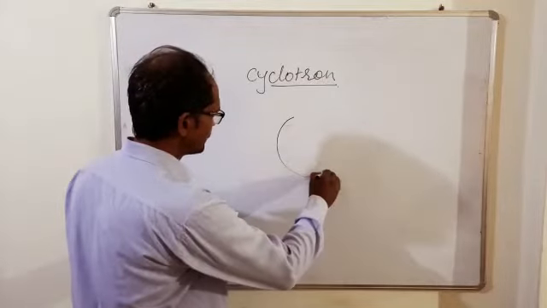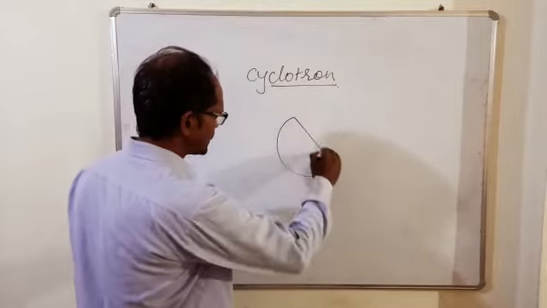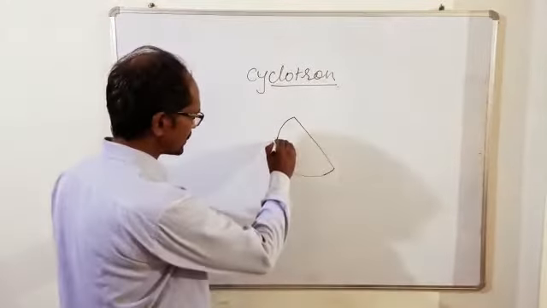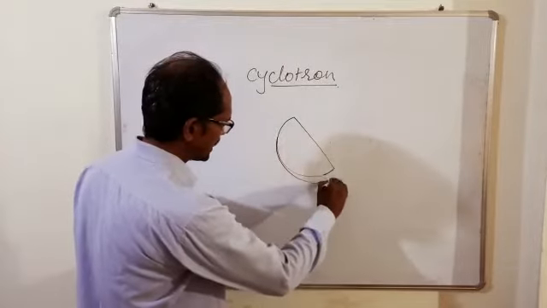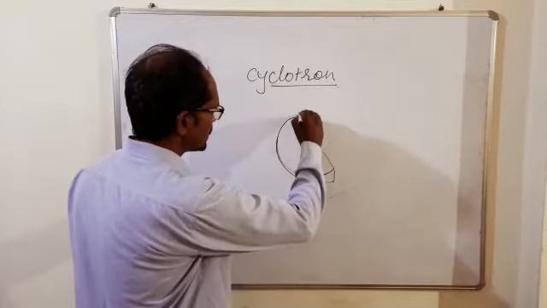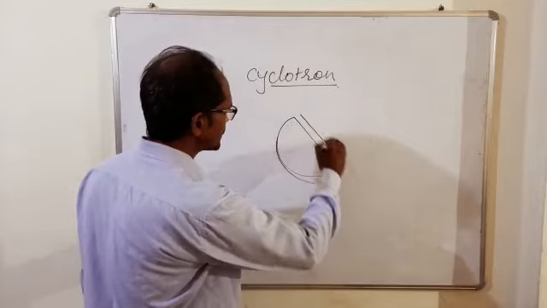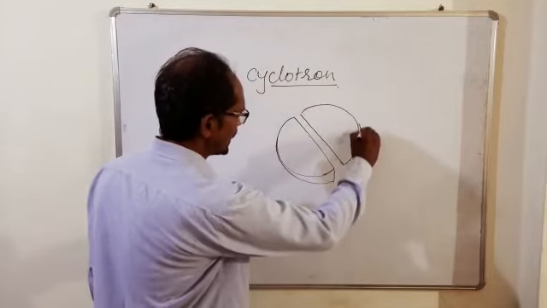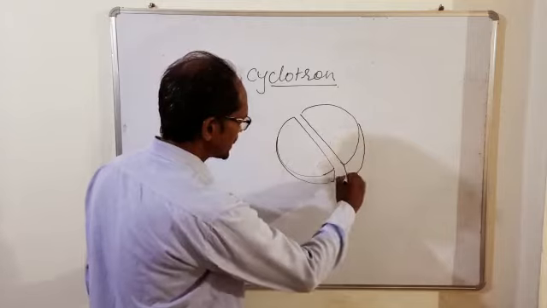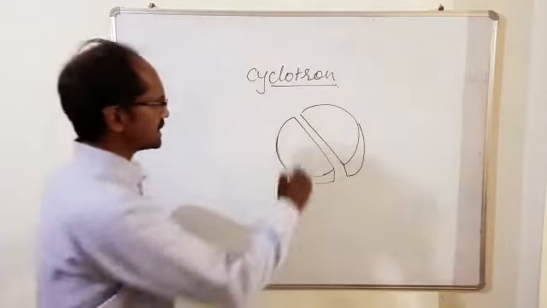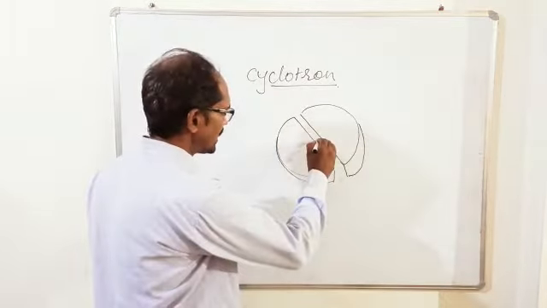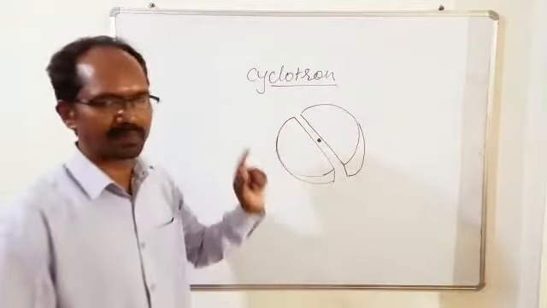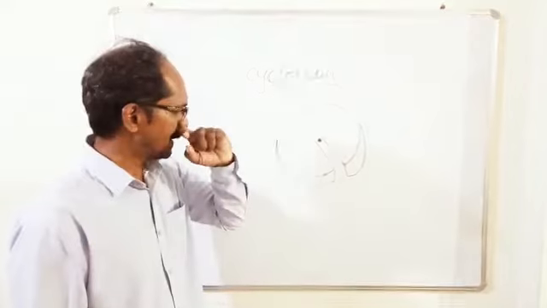In this diagram, there are two evacuated D-shaped chambers, and they are kept in such a way that their diameters are parallel to each other. Okay, so this is the shape of these two Ds, and one positive ion source that is kept at this position.